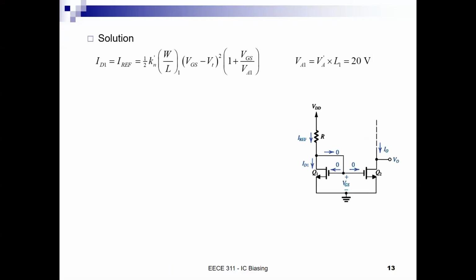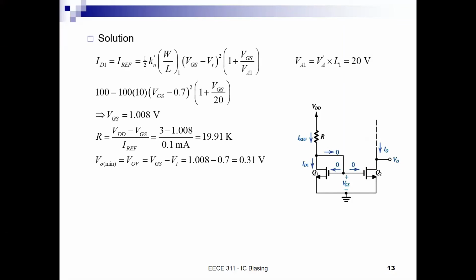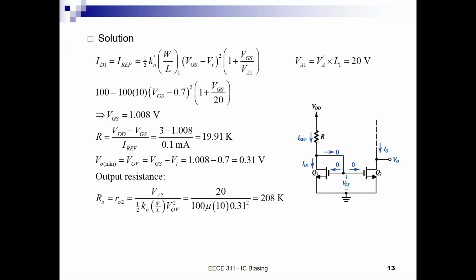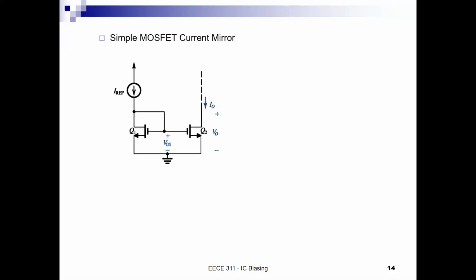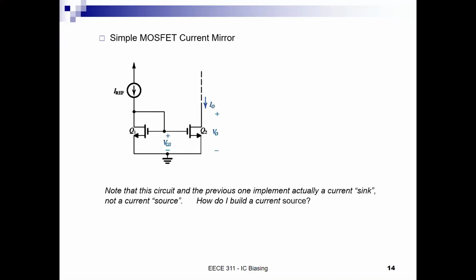So let us now look at the slides and see how this problem was solved. So you have the current. From the current we found VGS, we found R, we found VO minimum, and then we found the output resistance, and then we find the delta V over delta IO to give me delta I. Okay, great. What we have seen so far is that this circuit that we have studied is called a current sink.